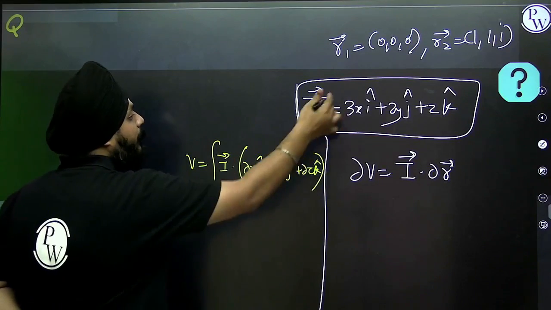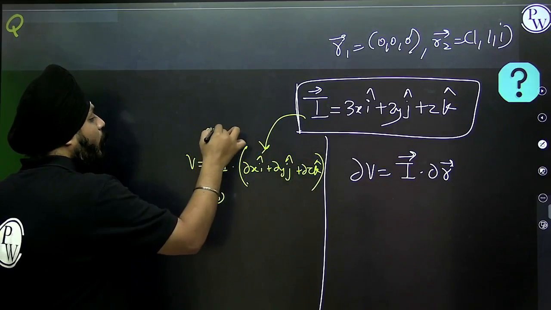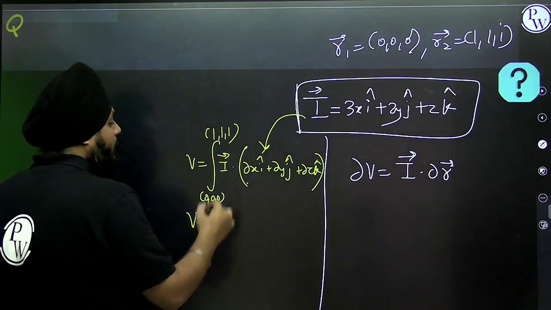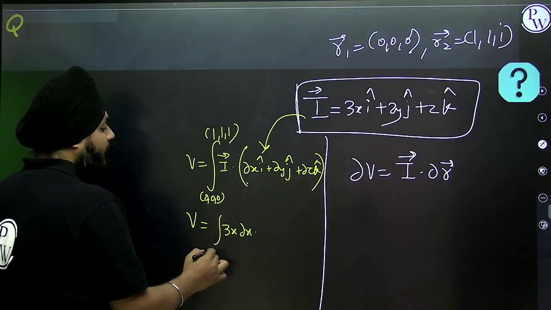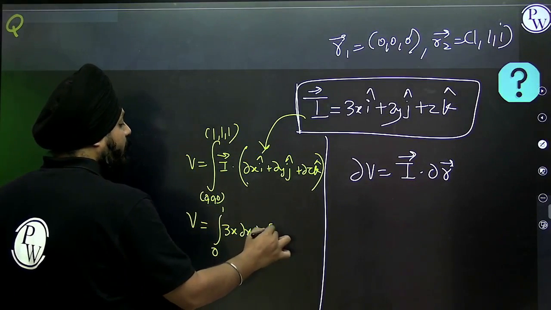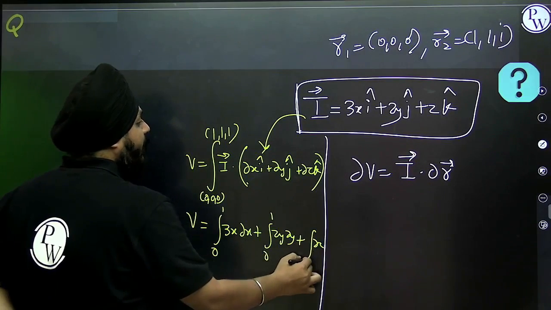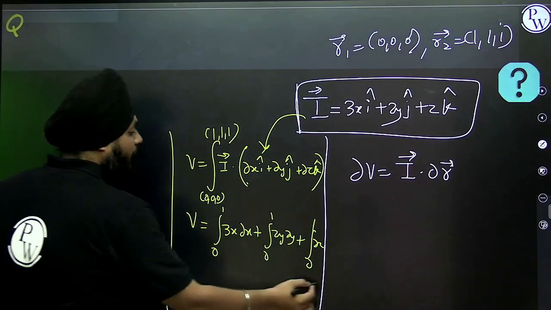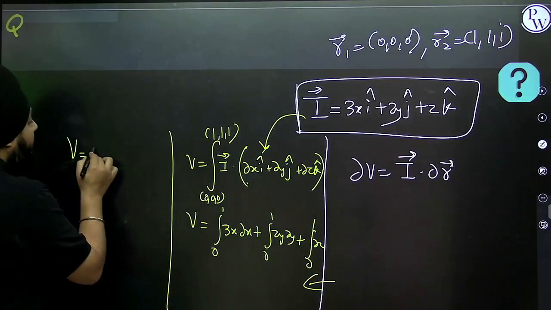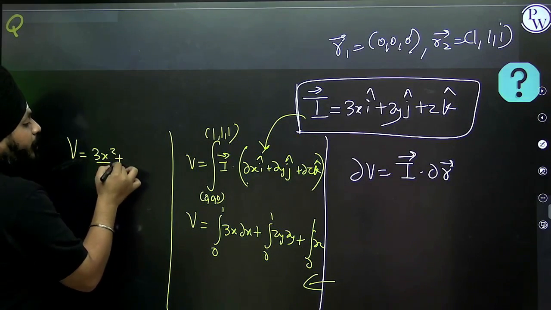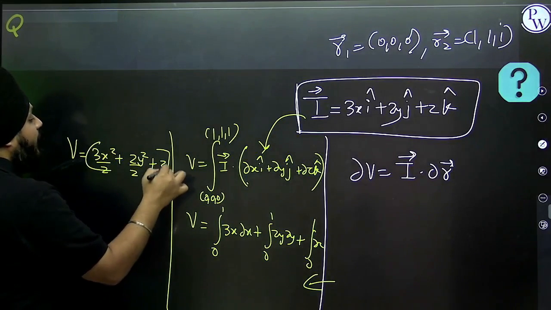Now replacing the value of I here, this is from (0, 0, 0) to (1, 1, 1). Replacing the point, we get 3x ∂x from 0 to 1, plus 2y ∂y from 0 to 1, plus ∂z from 0 to 1. Finally, integrating this, we get the potential difference as 3x²/2 + 2y²/2 + z, limiting from 0 to 1.